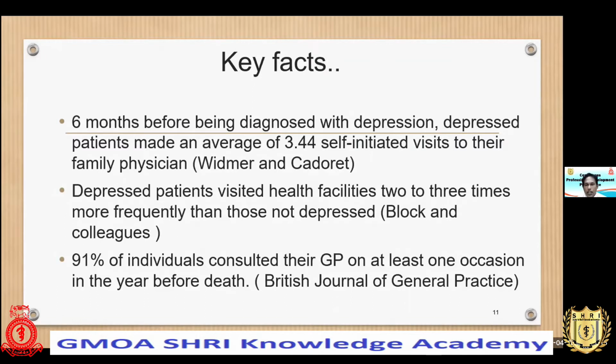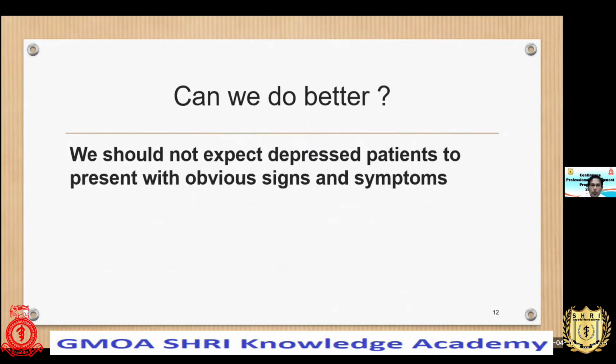Depressed patients visited health facilities 2 to 3 times more frequently than people who are not depressed. About 91% of individuals consulted their GP on at least one occasion in the year before death. This is about suicide. Look, 91%, 9 people out of 10 who committed suicide had visited their GP, and importantly, in this research, they had somehow given a clue that they were going to commit suicide, not in direct words. So if we are alert, we can prevent 90% of suicides. That is why it is important to know these things.